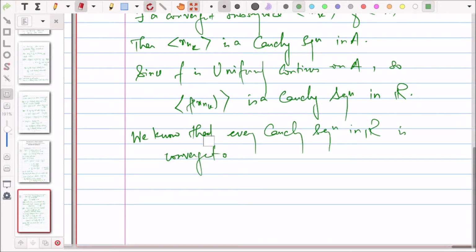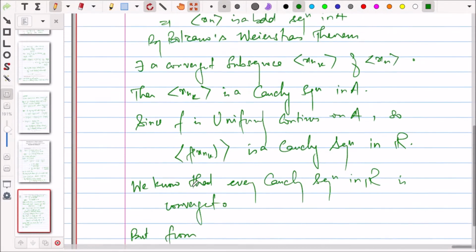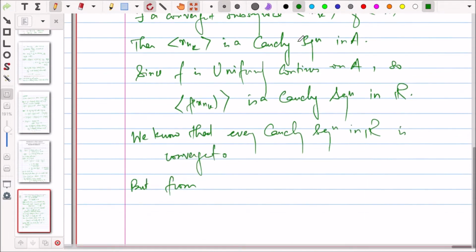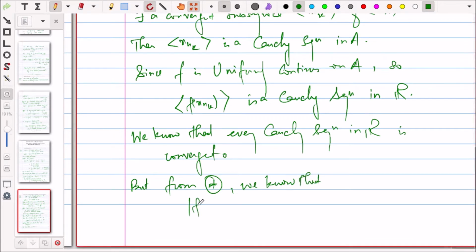So we know that every Cauchy sequence in R is convergent, but from the star, we know that f of x_{n_k} is greater than or equal to n_k, which is greater than k. So f of x_{n_k} is a divergent sequence.